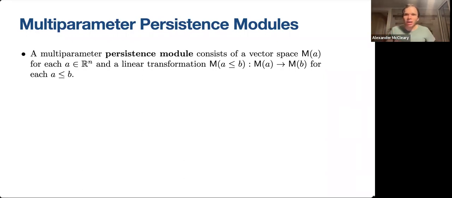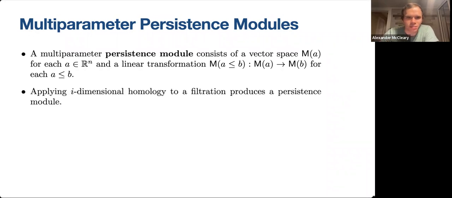So applying homology to that, we started with a topological space at each A. So now we're going to have a vector space at each A. And we started with an inclusion, so a simplicial map or a continuous map from the space at A to the space at B. Homology is going to turn that into a linear transformation from the vector space at A to the vector space at B, whenever A is less than or equal to B. We get this just by applying homology, and we can pick whichever dimension we want.